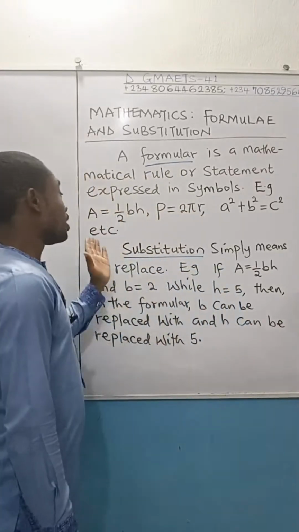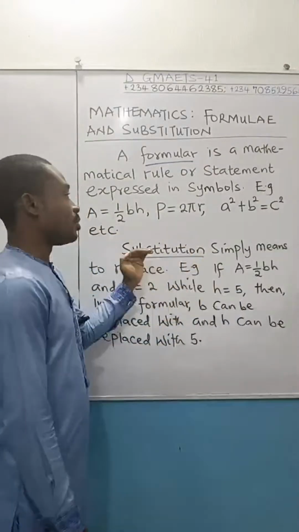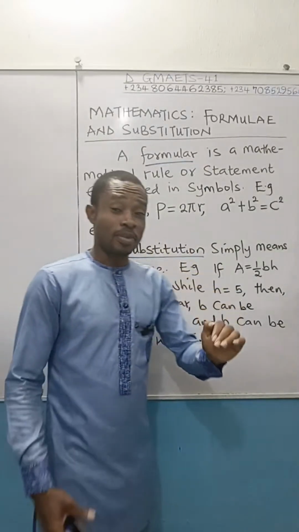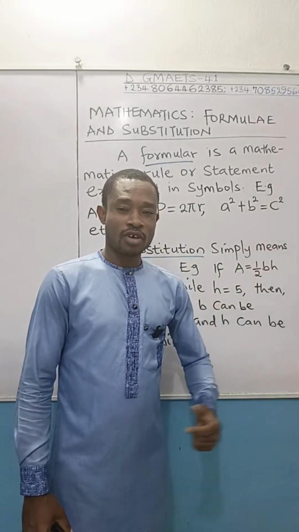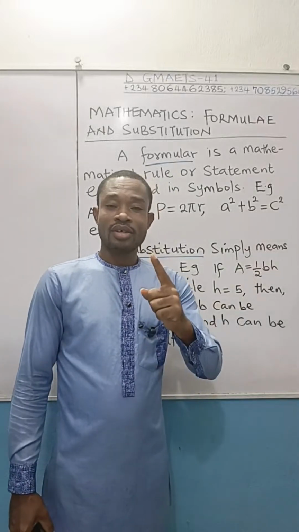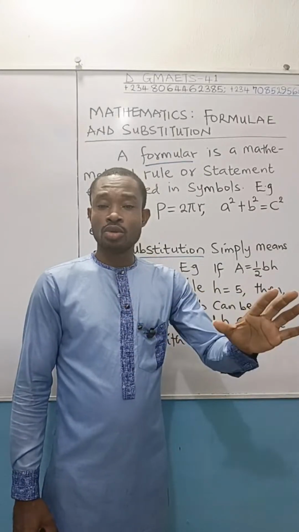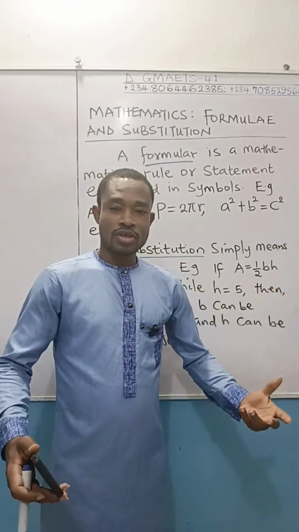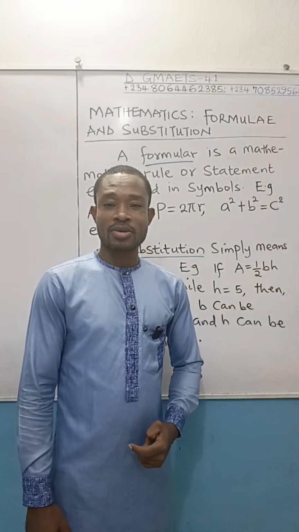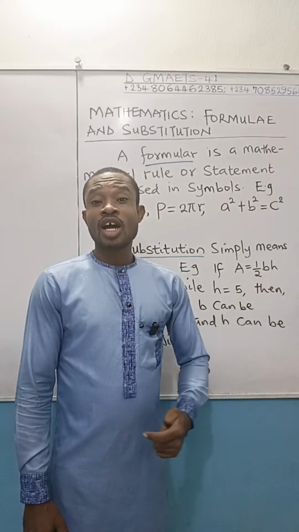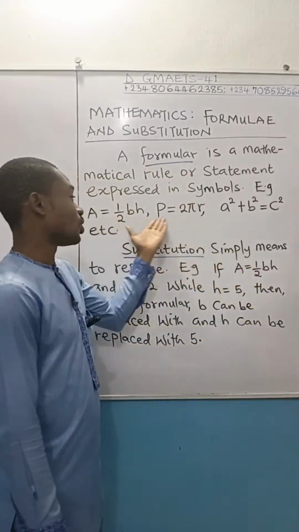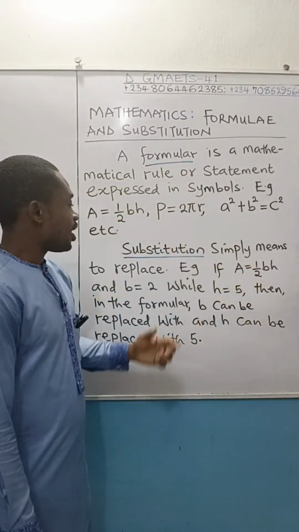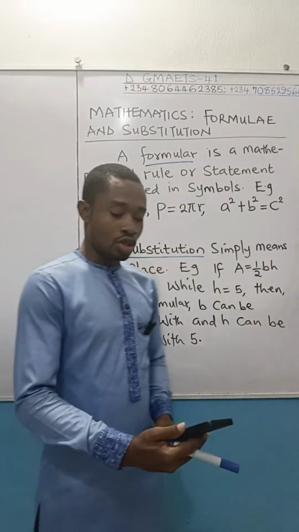All right, there are many more. I believe I've been able to help you understand what a formula is. Remember, simply a mathematical rule. We use symbols to represent that mathematical rule. Sometimes in the rule, you could have numbers, just like you have here. All right, let us move on to substitution.